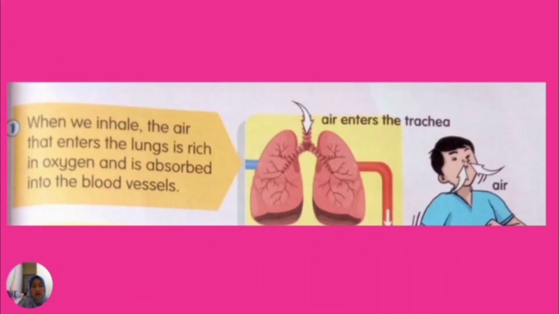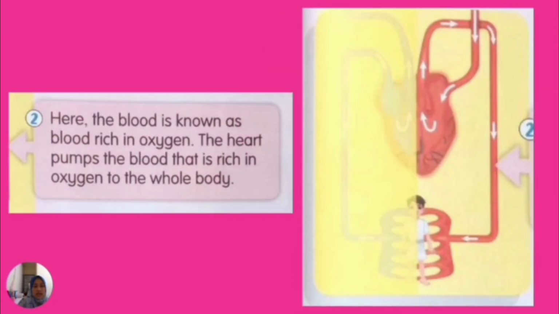First, when we inhale, the air that enters the lungs is rich in oxygen and is absorbed into the blood vessel. Next, here the blood is known as the blood rich in oxygen. The heart pumps the blood that is rich in oxygen to the whole body.